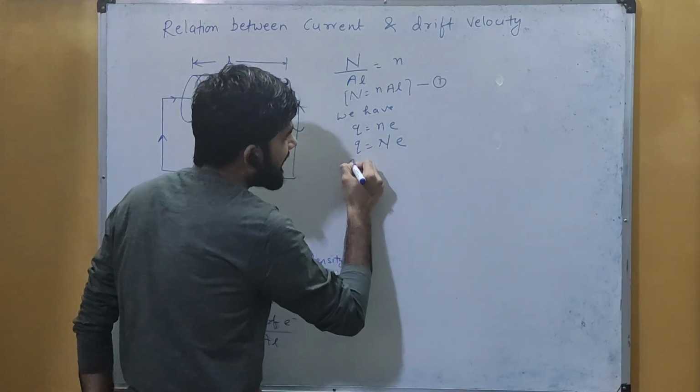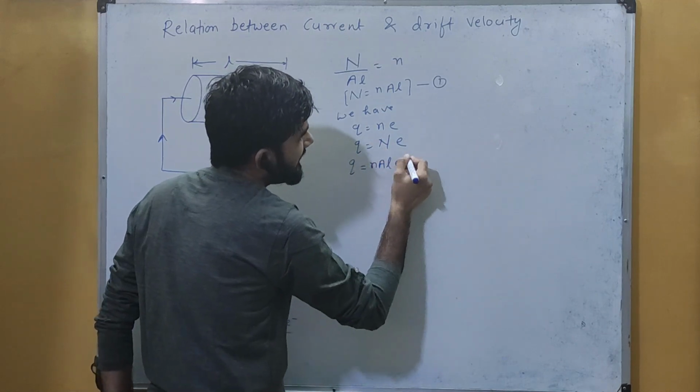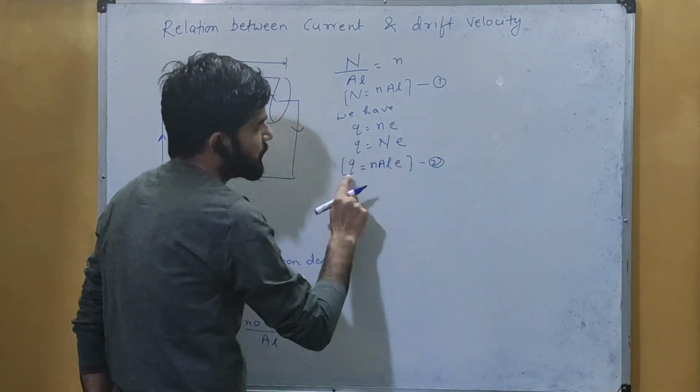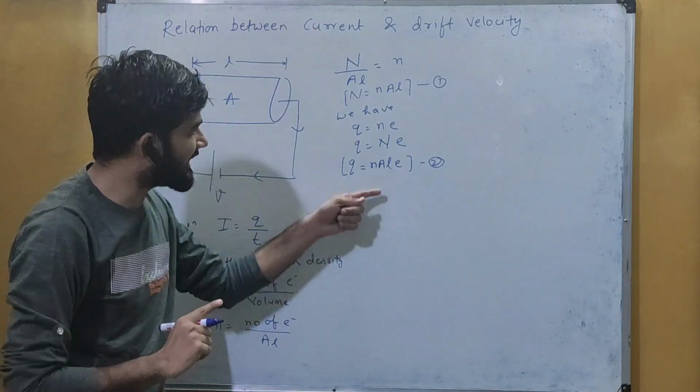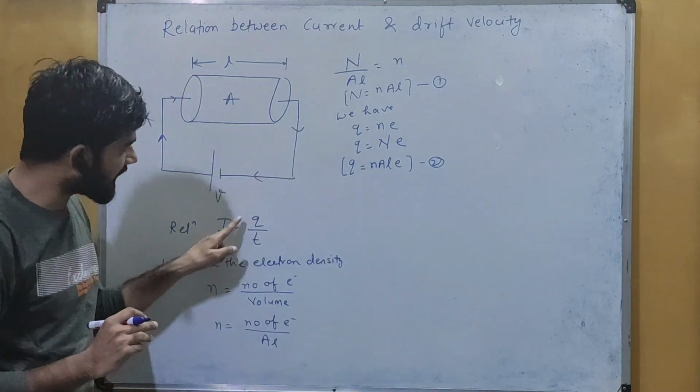Now here can I find the value of charge? Q equals value of N, nALe. This is equation number 2. So in this way we can find the charge which is in that conductor, that is nALe. So we have got this value of Q.